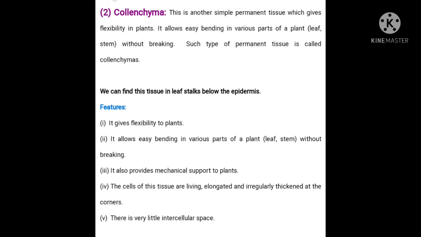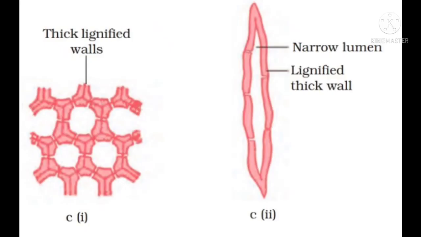Now we will move ahead with another simple permanent tissue, that is the sclerenchyma. Here are the two sections of sclerenchyma. The first one is the transverse section and the other one is the longitudinal section. Thick lignified walls are there. One is taken from the side and the other is taken from the top. You can see the narrow lumen. So this is the structure of the sclerenchyma. Let us learn about this in detail.